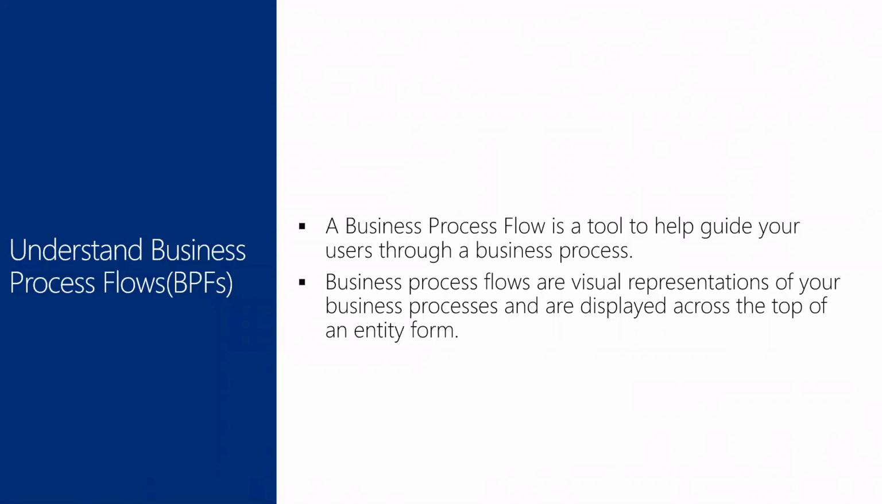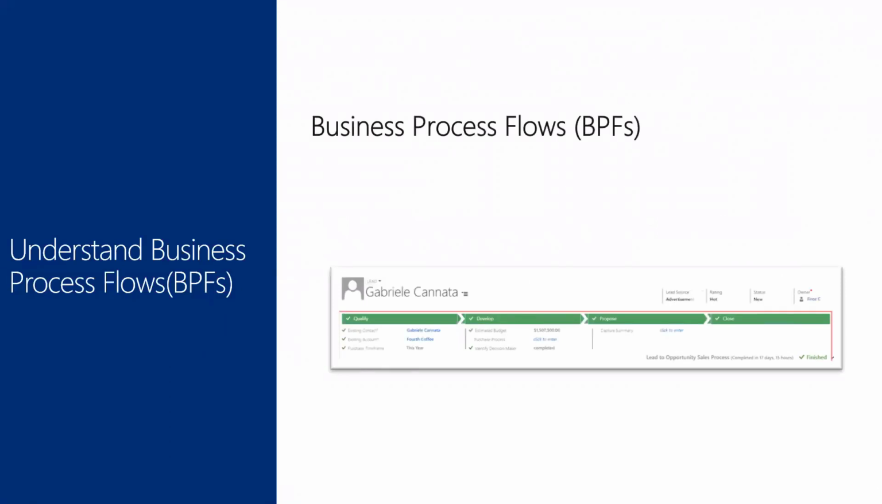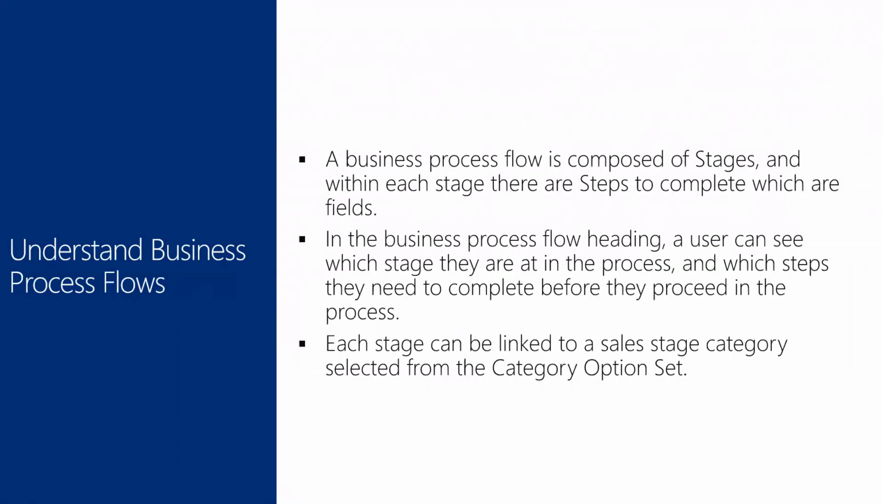It is nothing but a visual representation of your business processes, which are displayed on your entity forms. You can see that there is a business process flow with the name lead to opportunity sales process on your lead form. Every business process flow is composed of multiple stages, and in each stage we have multiple steps. The steps are nothing but fields of that particular entity, so you just need to fill up these fields or a set of fields on every stage, which indicates the completion of that stage. Then you can move to the next stage, where you'll have another set of fields to complete. So that's how it works. Every stage is linked to a sales stage category field, which you can select from an option set list.